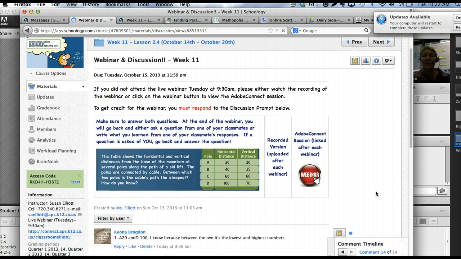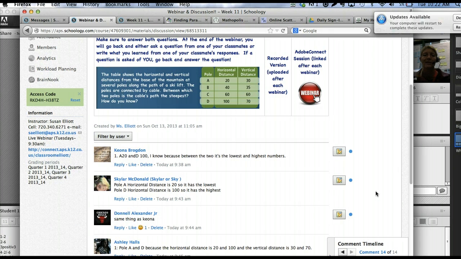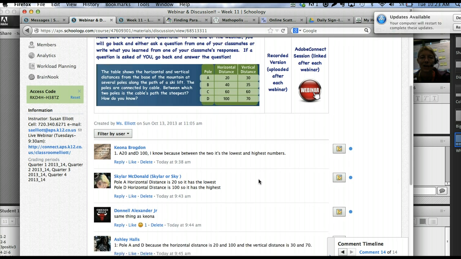All right, so let's look at what Kiona said. A20 and D100. Okay, so I know because the 2, it's the lowest and the highest numbers. Okay, so Kiona, obviously if you went between A and D, you would get the steepest part. But what we're trying to do is figure out between which 2 poles. So for example, between A and B, or between B and C, or between C and D is actually what we're trying to do. And so Skylar's same with you, right?